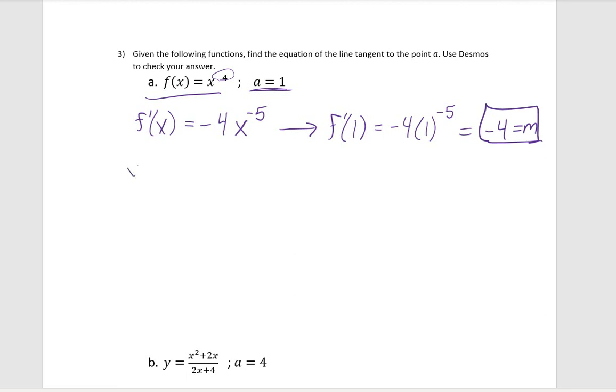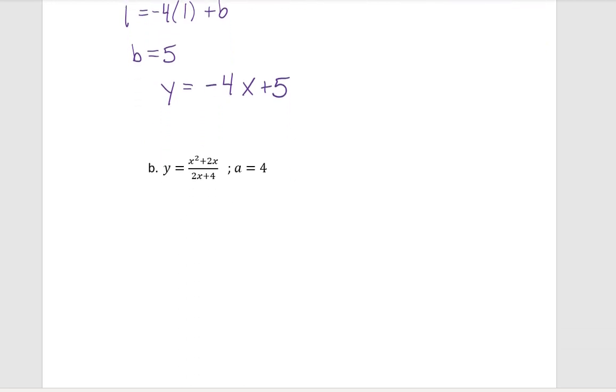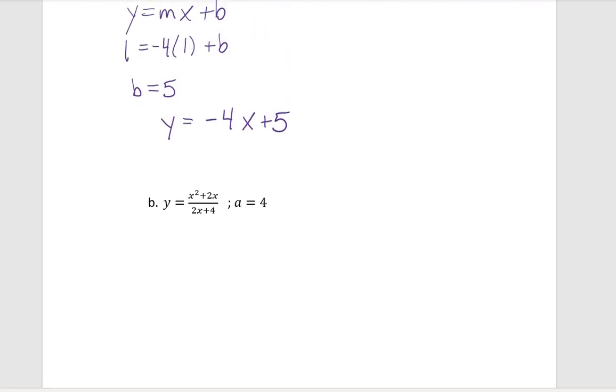So what we need, remember, is y equals mx plus b. So we have a slope of negative 4. Our x value is 1. That's the same as your a value. We're trying to figure out what b is. And if I take 1 and plug this into my x in my original function, it's going to be 1 to the negative 4th, which is going to give us 1. So that tells me that my b value has to equal 5. So the equation for my tangent line is y equals negative 4x plus 5. Great. By the way, that's your solution.